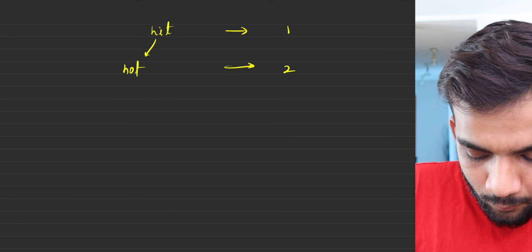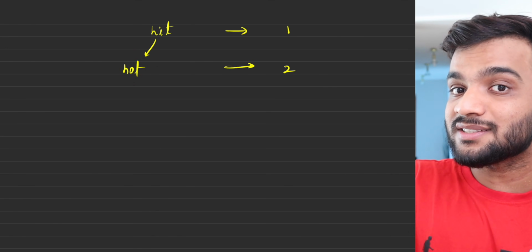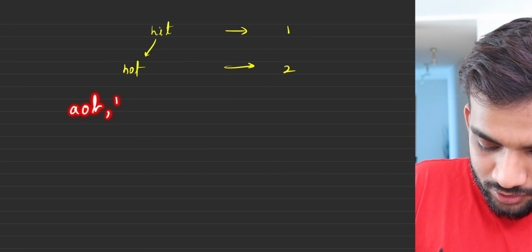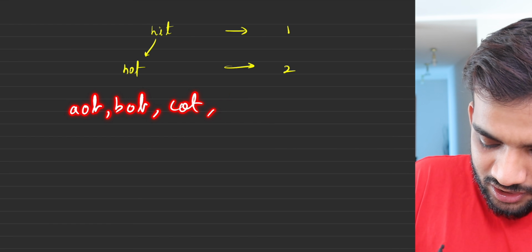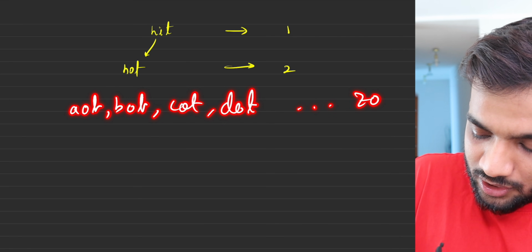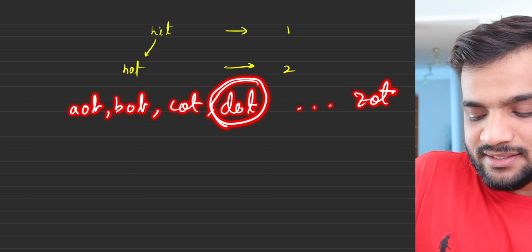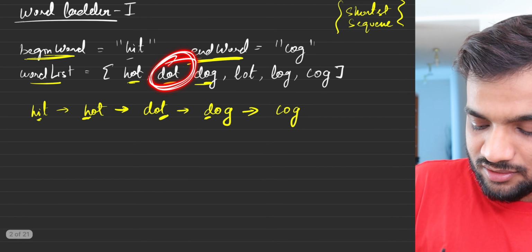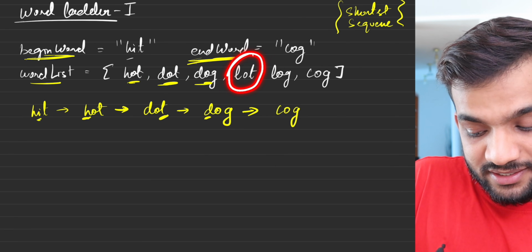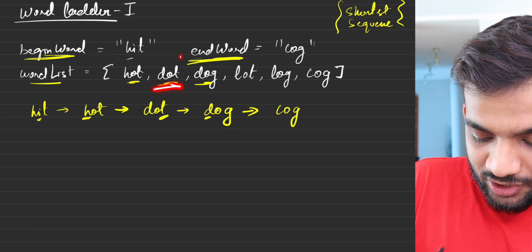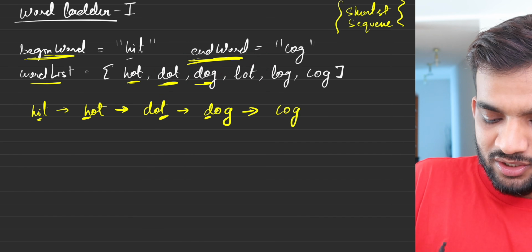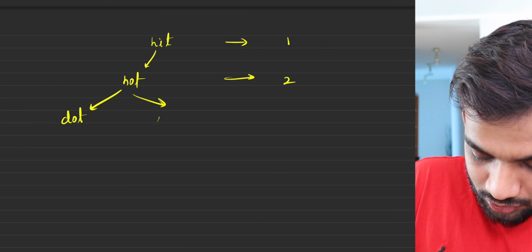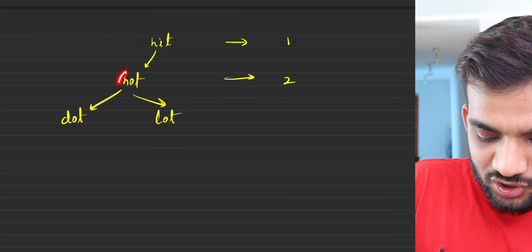Perfect. Now I have a word as hot. I'll again perform the same thing. I will take H. I'll try to do it like AOT, BOT, COT, DOT, and so on till ZOT. And I'll see only DOT exists, and LOT also exists. So if I change this to DOT, I can also change it to LOT. So that's when I change H.